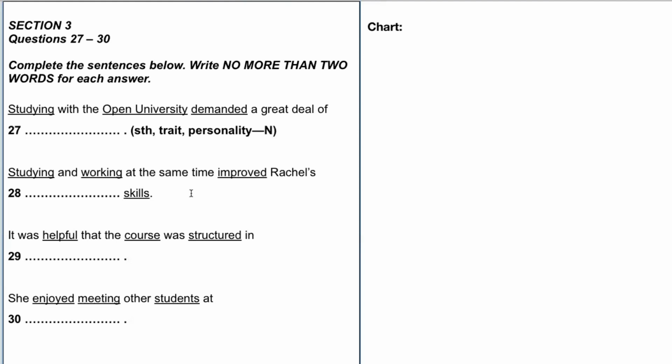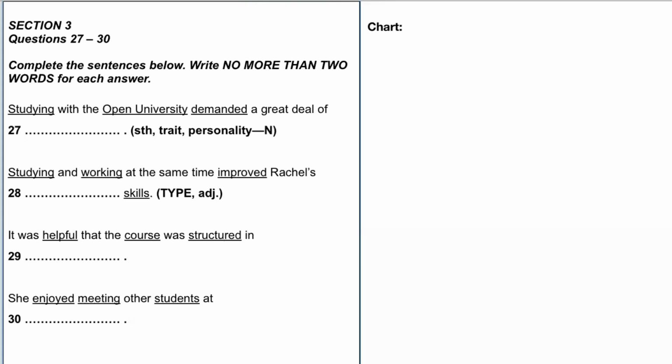Let's look at number 28. It says, studying and working at the same time improved Rachel's blank skills. Now, I love this one. It's quite an easy question, because once you see that there's a gap right before a noun, you can rest assured that it's most likely going to be an adjective, because adjectives describe the noun. So this really clears up our critical thinking when it comes to this specific question. So it's going to be a type of skill. So I'm going to write here that type, okay, and I'm going to just write ADJ, my own personal abbreviation for adjective. Now let's go to 29.